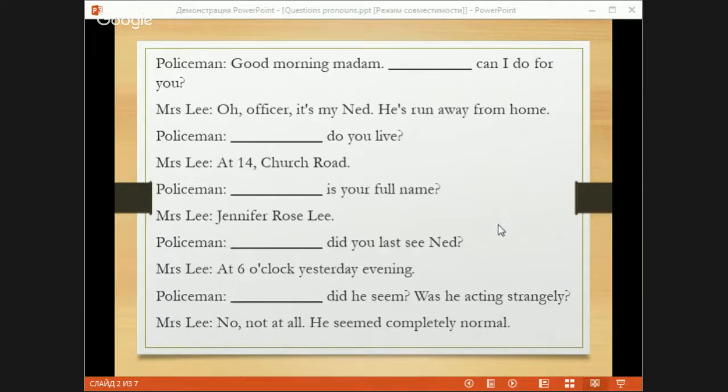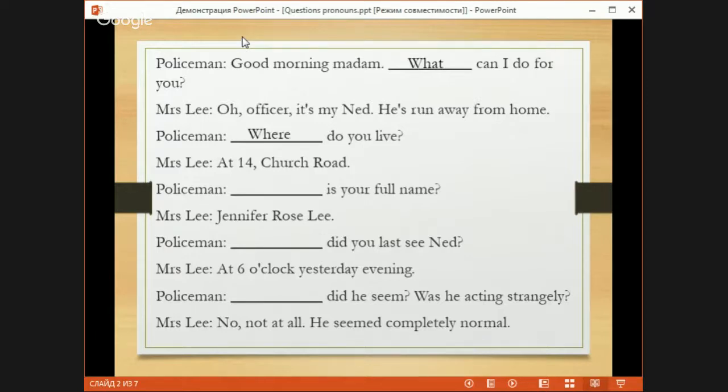Let's check. So the first one, it's going to be fun. Good morning, madam. What can I do for you? Oh, officer, it's my Ned. He has run away from home.